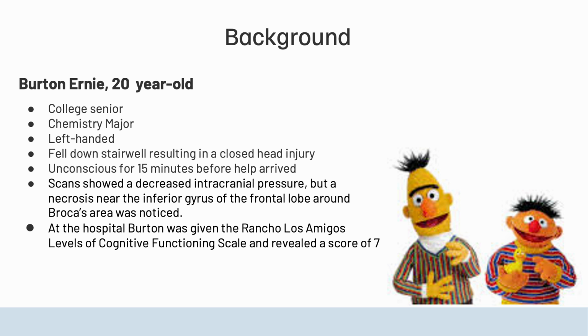He was unconscious for about 15 minutes before help came, and while he was at the hospital, scans showed a decreased intracranial pressure, but a necrosis near the inferior gyrus of the frontal lobe around Broca's area was noticed. When Burton was at the hospital, he was also given the Rancho Los Amigos Levels of Cognitive Functioning Scale, which revealed a score of 7.